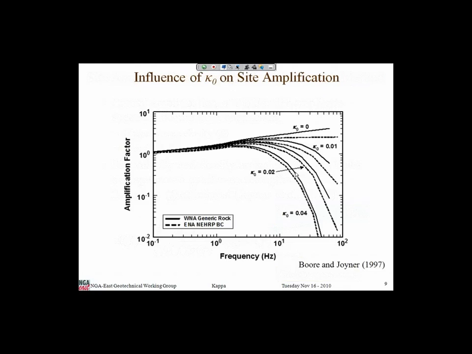Here's the impact of kappa 0, or site kappa, or just kappa, on the Fourier amplitude spectrum for two different profiles. One is the generic rock profile in the west that Boore and Joyner had come up with, and then an Eastern North America NEHRP BC site profile. Actually, it happens to be the one that Franco developed and is used to develop the factors in the national map to bring it to BC level. But you can see the impact of kappa.